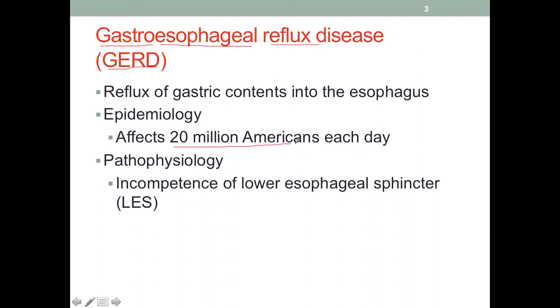GERD affects more than 20 million Americans, so it's a very common disease. And the condition is usually caused by the incompetence of the lower esophageal sphincter, or LES. This sphincter functions to control the entry of the food bolus from the esophagus into the stomach. If it is working properly, things should not be able to flow back up. But if it is loosened for one reason or another, then reflux can occur.